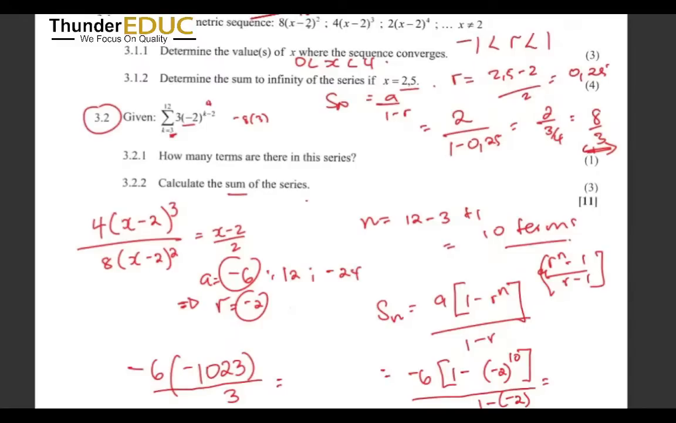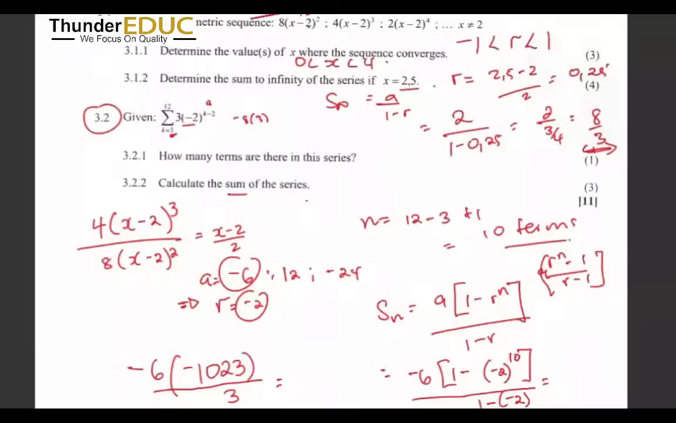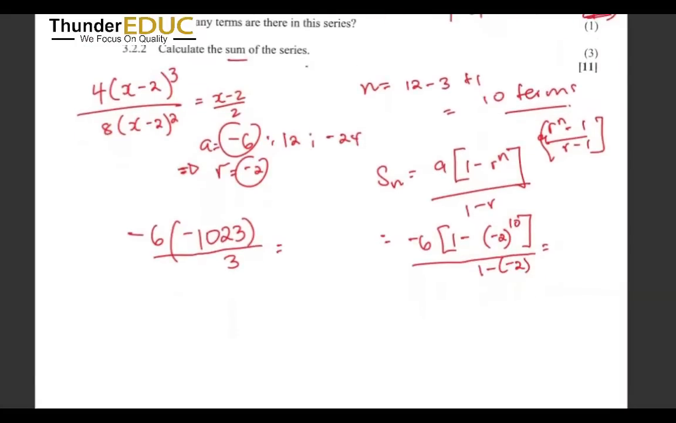So when I punch this into the calculator, I end up with 2046 as my sum for the series. All right, so that is question 3. We move on.